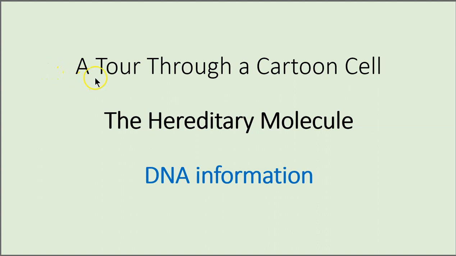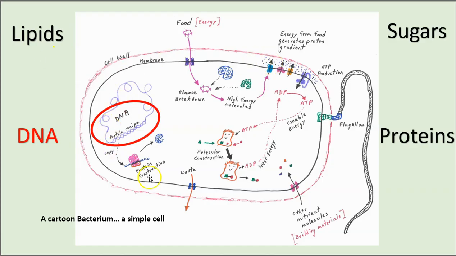In this lesson, on our continuing tour through a cartoon cell, we're going to focus on the hereditary molecule for life on Earth, and that is DNA, with special attention to how DNA stores information. Now here was our cartoon cell. Here's DNA. In bacteria, it exists as a circular molecule, sometimes called a circular chromosome.